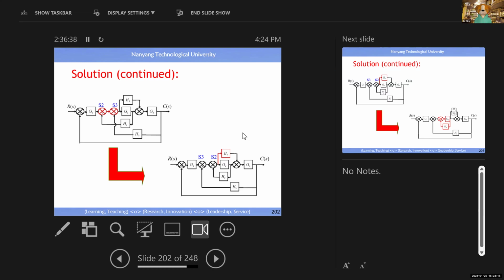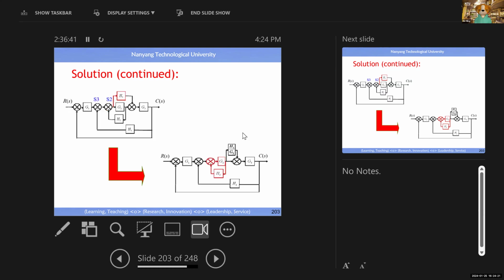You can let this module take the signal from here. But if the signal here is x, the signal here should be x times G2. Then if this module takes the signal from here, you must divide by G2 to recover the input signal. So how to recover the input signal to F1? You must divide by G2. Then you can verify that by doing this, the relationship among the signals remains the same.